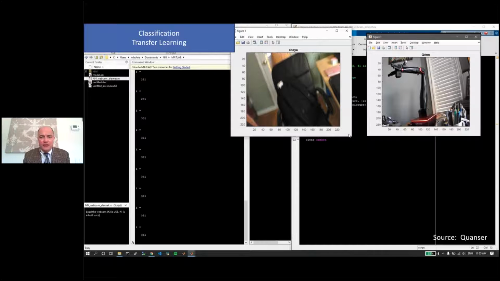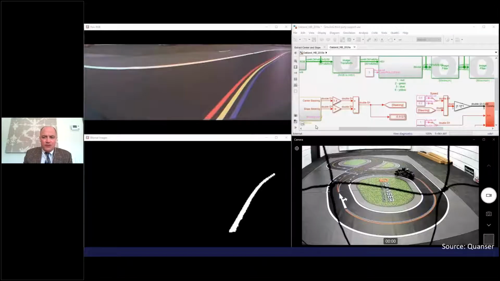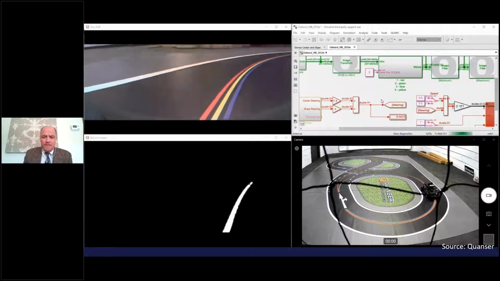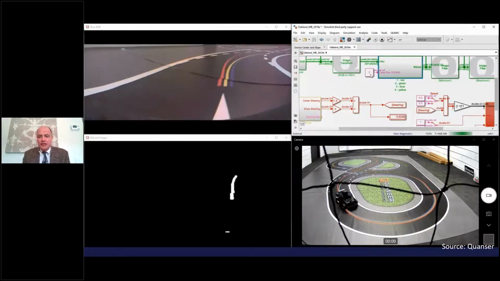Again, this is all happening with a computer learning on its own without somebody actually programming it or telling it. And this is technology that is alive and well today, believe it or not. So that's classification and transfer learning. Now we'll talk about supervised learning. And I'm running a little video over here. This is that Cue car that we showed you just a minute ago. So we looked at the Cue car not too long ago.